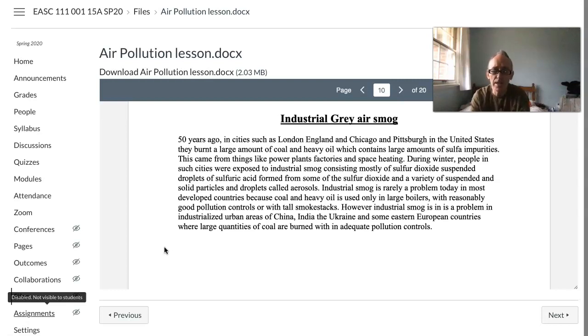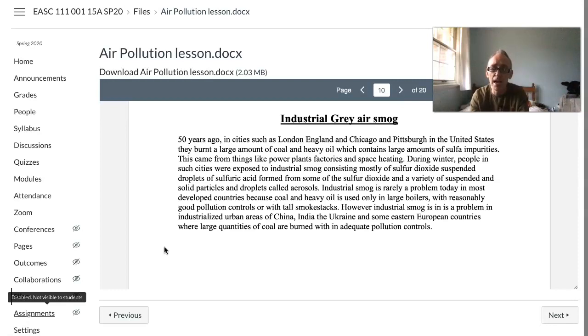That sulfur dioxide went up into the air and it was in the clouds. And in the winter, those clouds often come down to ground level as fog. And what we saw was that fog would contain a lot of pollutants which would harm people. So industrial grey air smog is basically a variety of things like droplets of sulfuric acid. It's also sulfur dioxide and various suspended and solid particulates, lots of dusts and aerosols within it.